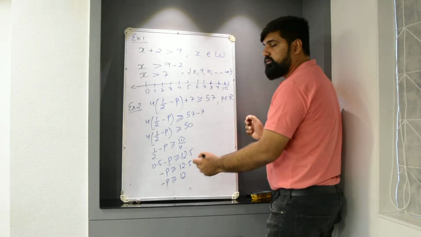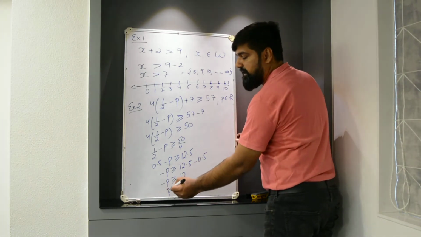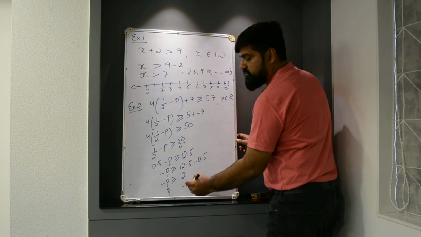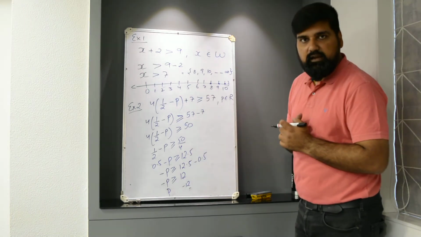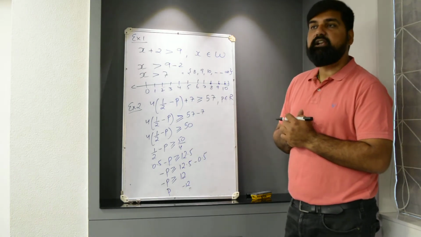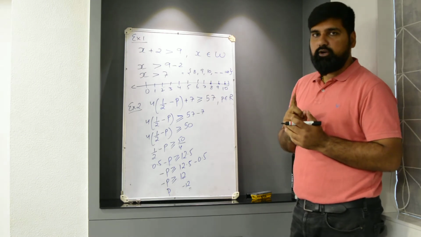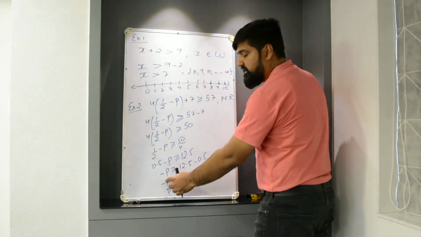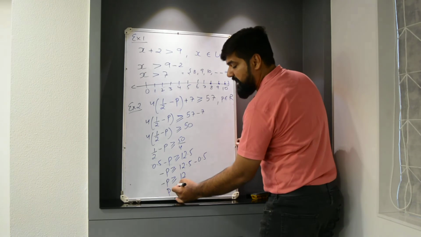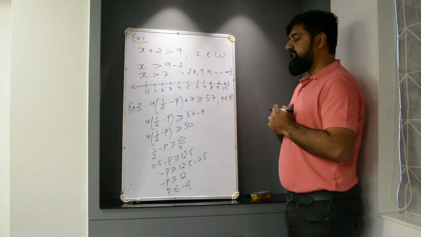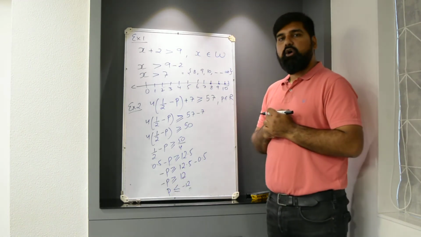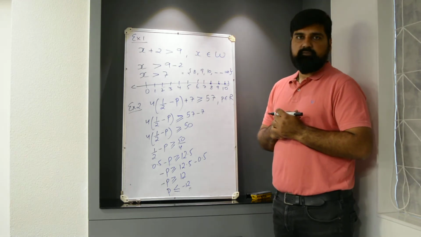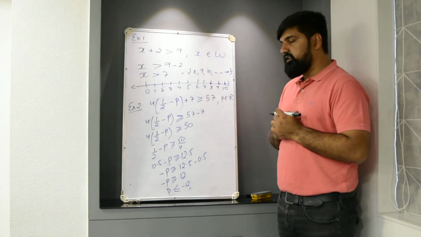Now if I remove this minus sign, if I write p and if I write minus 12, because when the minus sign goes there, the sign of inequality will change. That is a very important point over here. So if we take the minus sign to that side, then the sign of inequality will get changed. That is, p is less than or equal to minus 12.